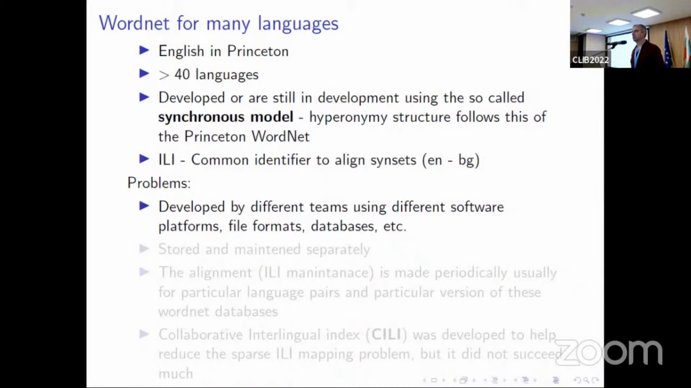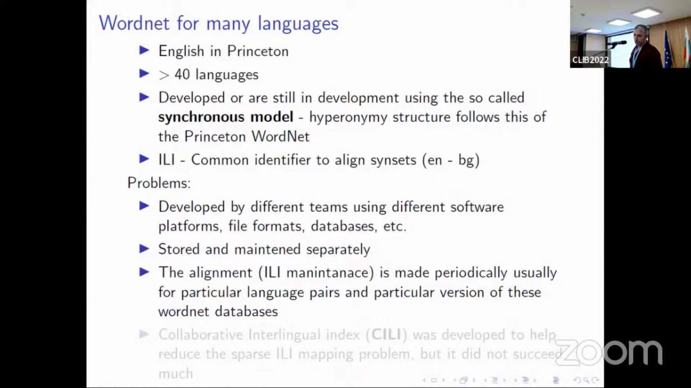These Wordnets are monolingual. So they are developed by different teams in different formats. Some use files, some use electronic tables, some use databases. And they are stored in separate places. From time to time, there are some initiatives to map from one language to another to create some mappings.